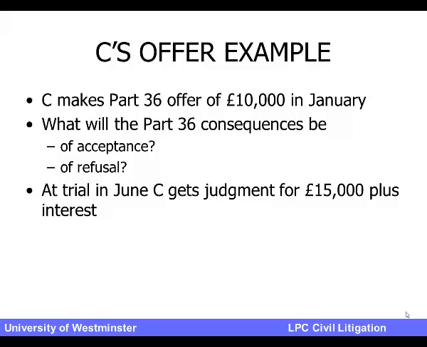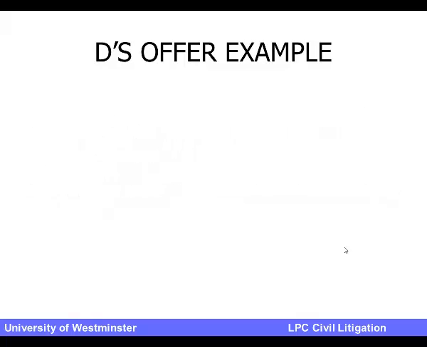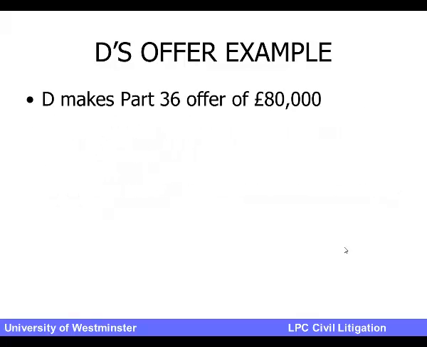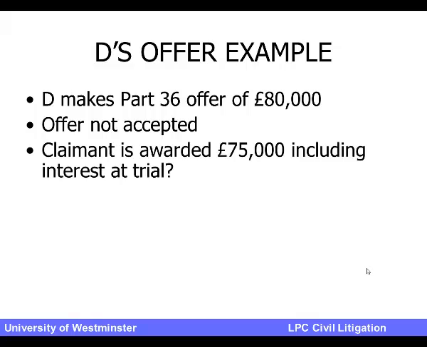Let's go on to look then at the defendant's offer. So let's look at D making a Part 36 offer of £80,000. Also, the offer is not accepted, and the claimant is awarded £75,000 at trial. Sorry, you may need to add, I think, a zero I missed out on your slides. So the claimant is awarded £70,000, including interest at trial.